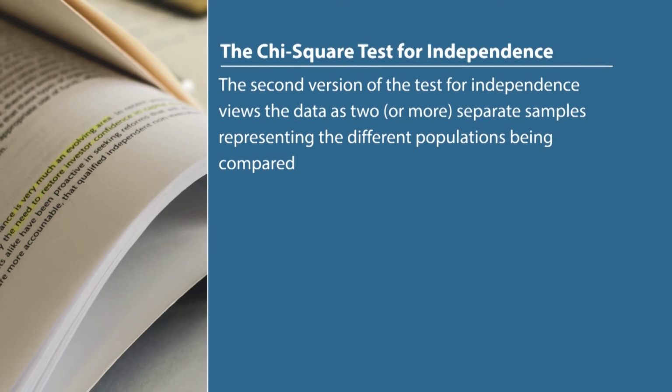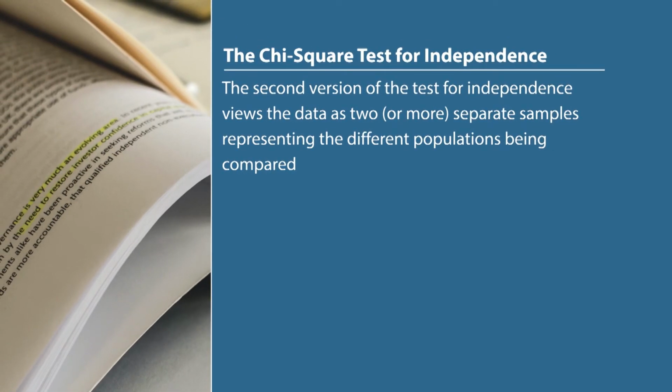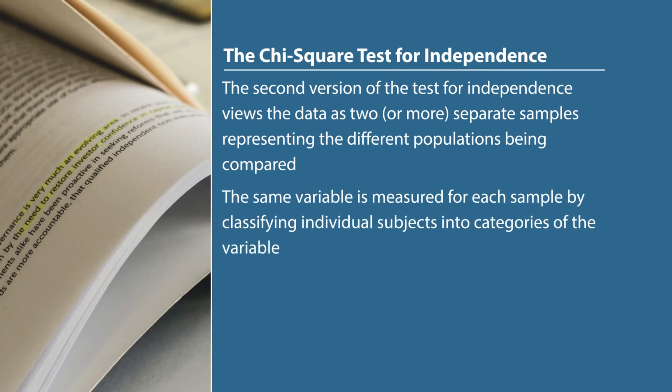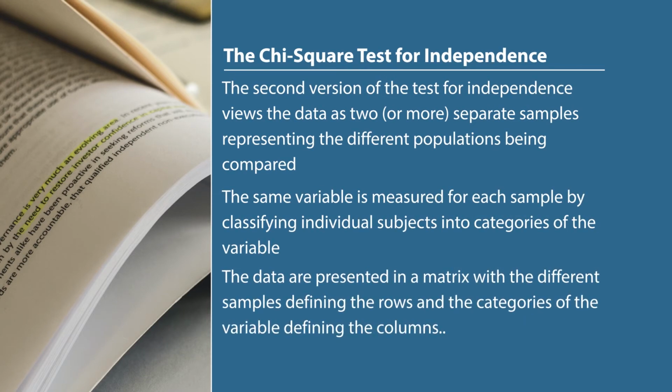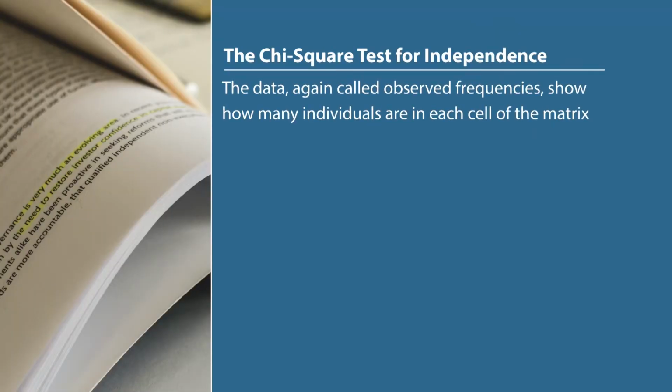The same variable is measured for each sample by classifying individual subjects into categories of the variable, and the data are presented in a matrix, with different samples defining the rows and the categories of the variable defining the columns. So the chi-square test for independence: the data, again called observed frequencies, show how many individuals are in each cell of the matrix.